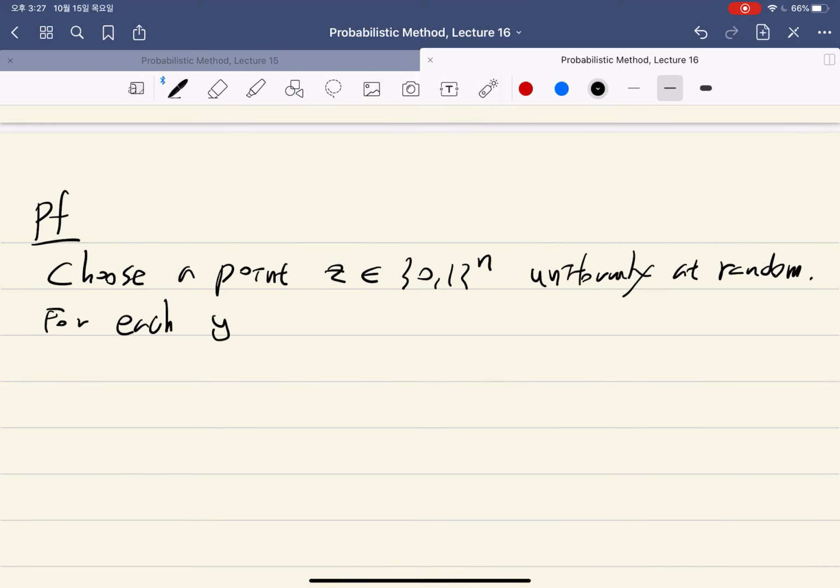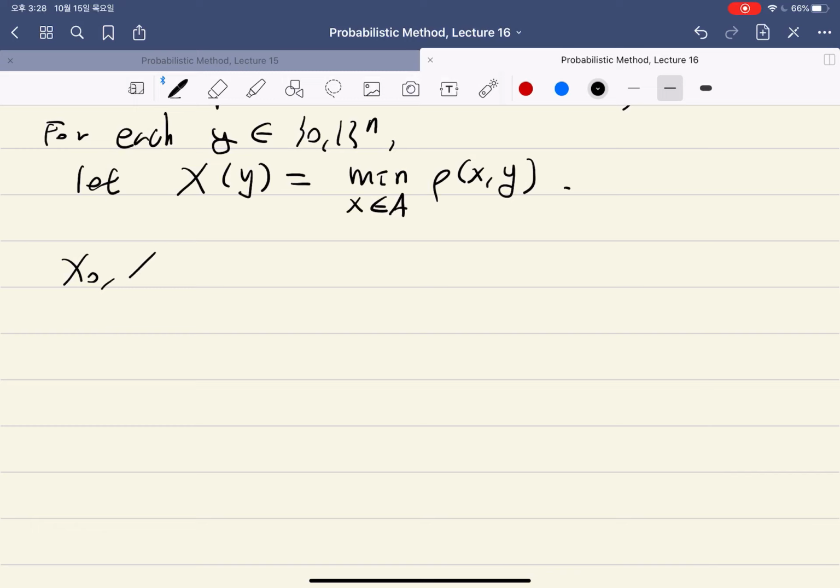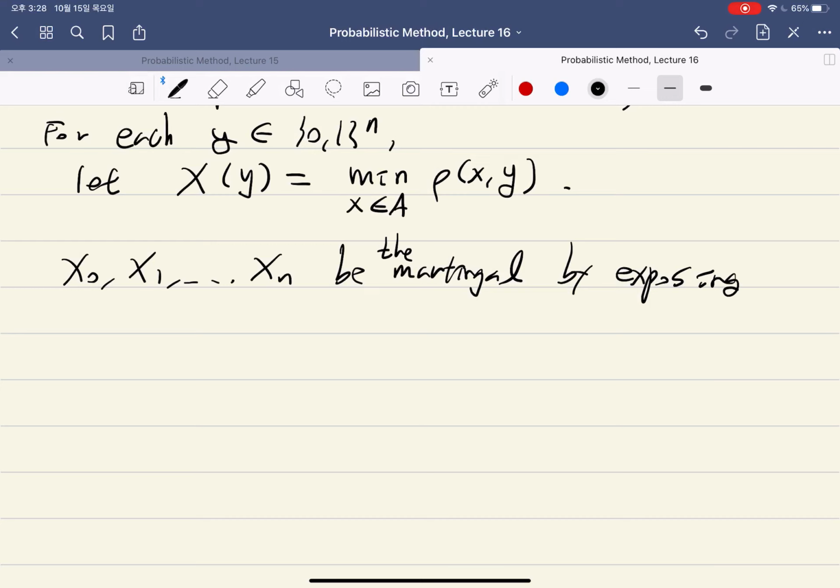Then for each y, let x_y be a random variable which is the distance from y to x. And we consider a martingale, x_0 to x_n, which is the exposure martingale, exposing one coordinate of G at a time.